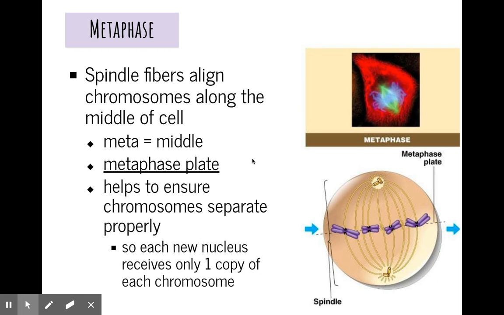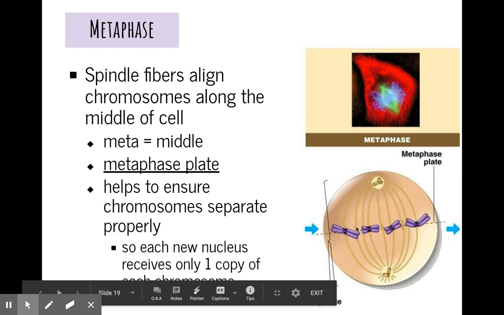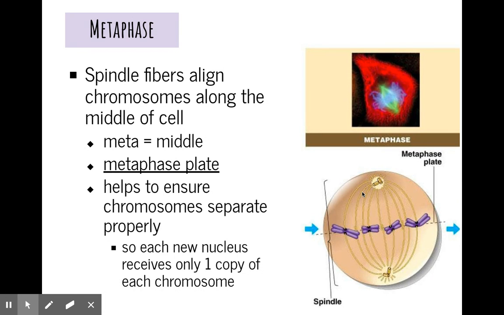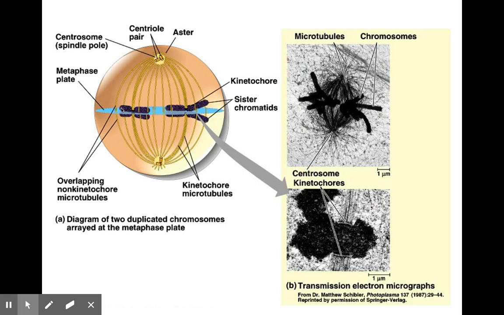During metaphase, the spindle fibers align along the chromosomes, along the middle of the cell. So as we could see here, the chromosomes line up in the middle. Remember, they have been duplicated. So the purpose of this stage is to start to separate the duplicated chromosomes. They line up in the metaphase plate, and this helps to ensure that the chromosomes separate properly. So the reason why they line up in the middle is to make sure that each set of cells is going to be receiving the same amount of DNA. As we see here, chromosomes line up in the middle.